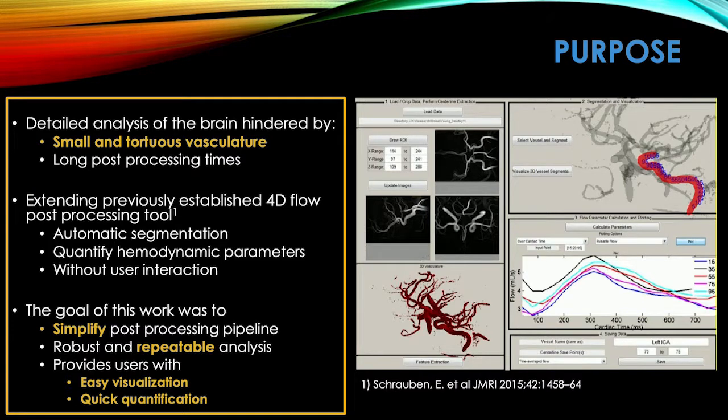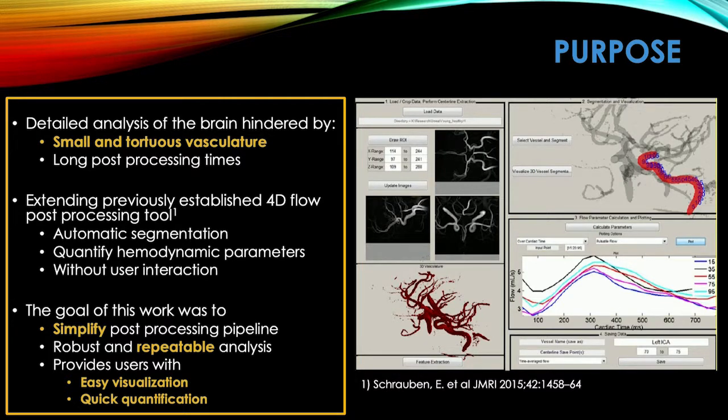So when we do 4D flow MRI, we have to deal with different problems depending on where in the body we're scanning. One of the biggest ones in the brain is the small vessels and how tortuous they are. And also, if you can get these great angiograms, then we have to post-process them, which takes quite a long time. So our group has previously worked on this problem, developing tools to automate this process.